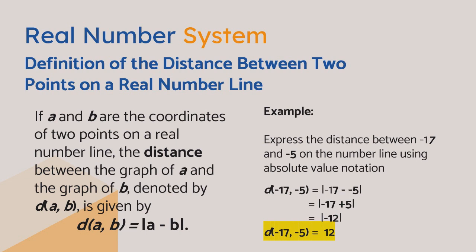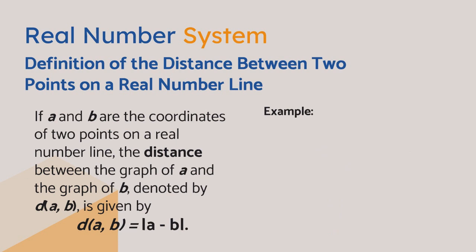Now since this is a recording, you have time. You can pause this video, get a piece of paper, and try the other way around. Try negative 5 minus negative 17 and see whether you will get the same value, that is 12, for the distance between these 2 points. Let's explore another example.